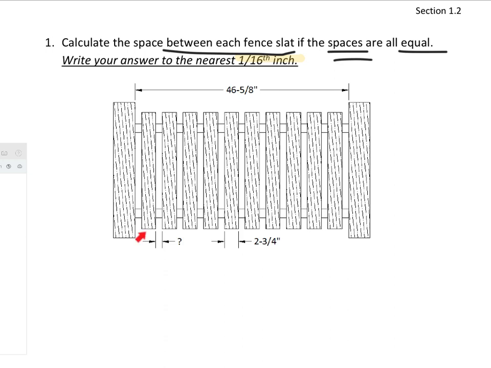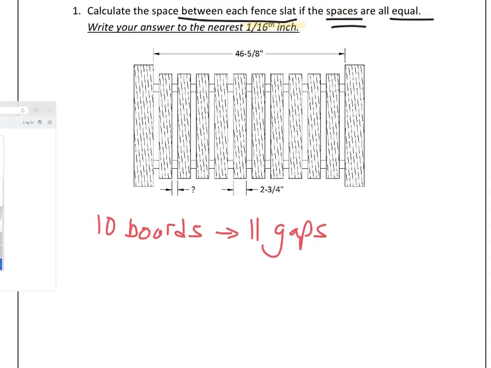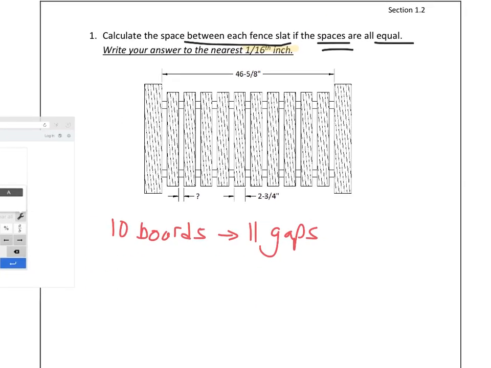So how many fence boards do we have? Again, these are posts on the side. So how many fence boards? 1, 2, 3, 4, 5, 6, 7, 8, 9, 10. So we have 10 boards. And how many gaps do we have? Hopefully you can see we have one gap on each end, so there's going to be 11 gaps. All right, that's going to be important. That's where our decimal number is going to come in.